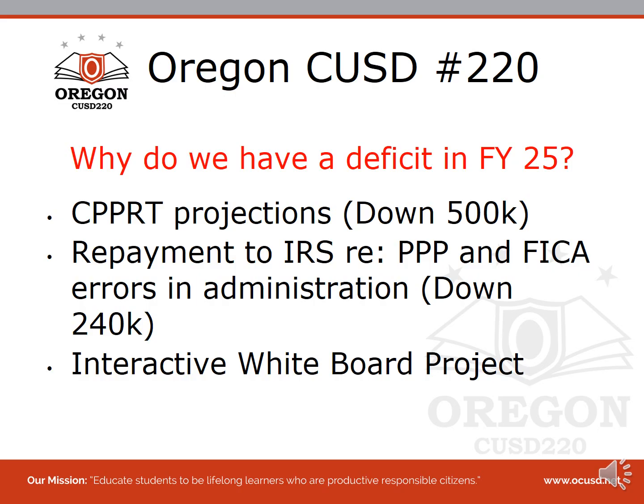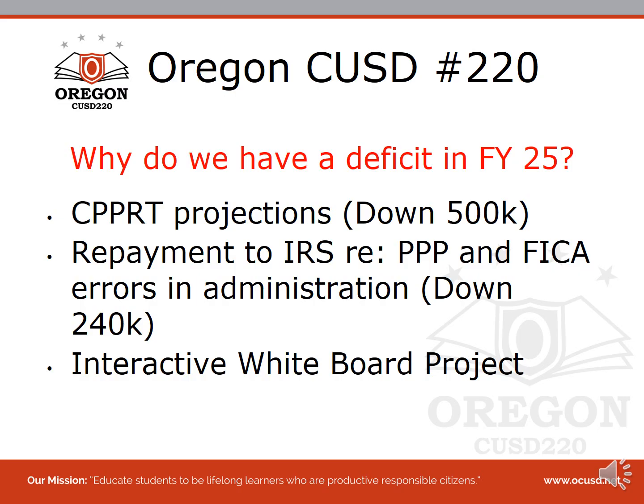CPPRT is a very complex formula. Again, one that we have literally, in this case, no influence over. We just get a report from the Illinois Department of Revenue every year telling us what we can expect to budget. And so they just informed us, actually in August after the fiscal year started, that we can project a $500,000 decrease in that funding.